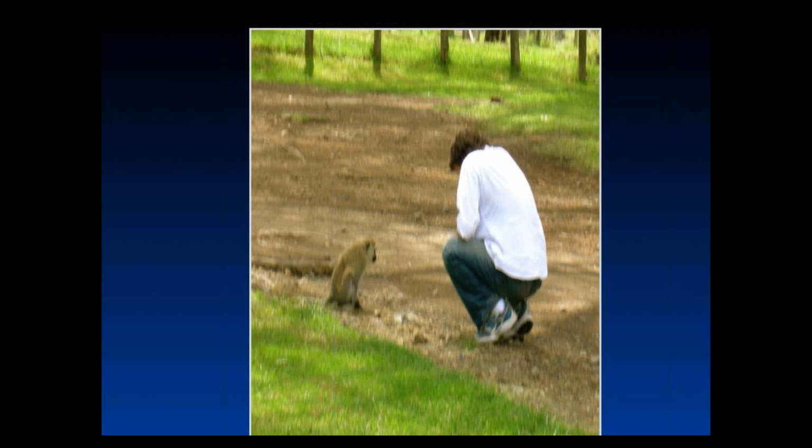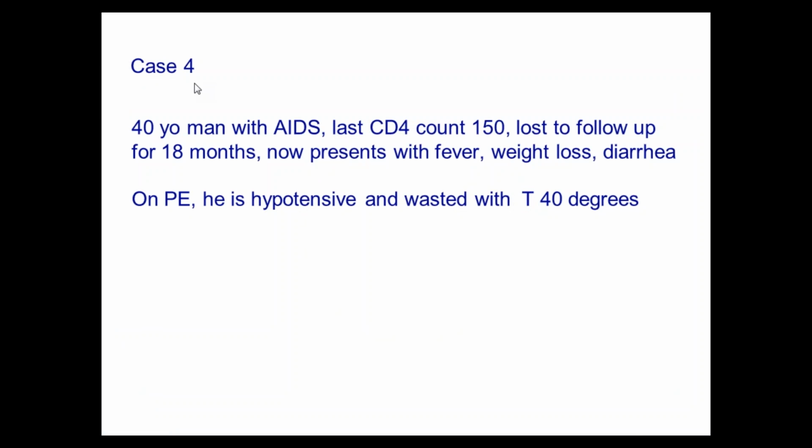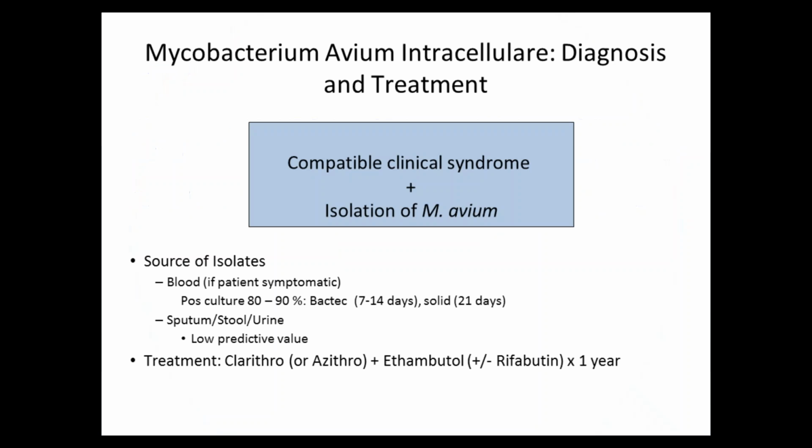Right. So our next case is a 40-year-old man with AIDS whose last CD4 count was 150. He was lost to follow-up. He now presents with fever, weight loss, and diarrhea. On physical exam, he's hypotensive and he's very wasted, and his temperature is 40 degrees. Okay? So this is a very classic presentation for Mycobacterium avium complex. So MAC infection, oops, going the wrong way.